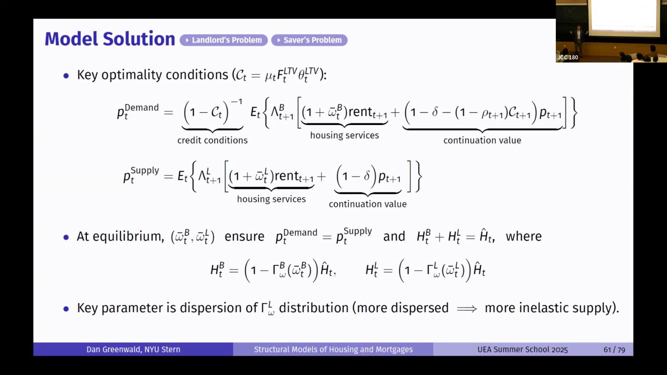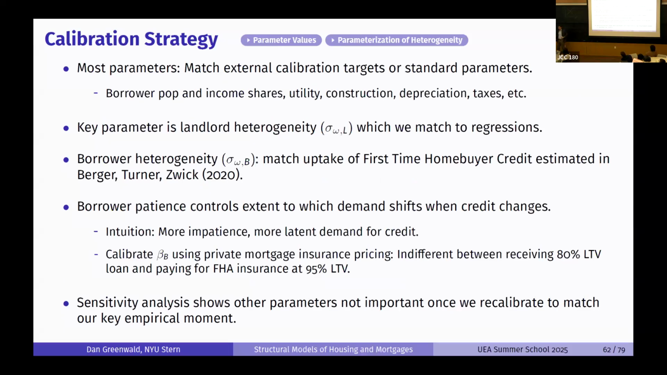And as you can imagine, the more dispersed the omegas are, the less you have to move the quantity in order to have a big effect on the price, right? That's kind of the idea. All right, good. So I'm going to mostly skip over this.